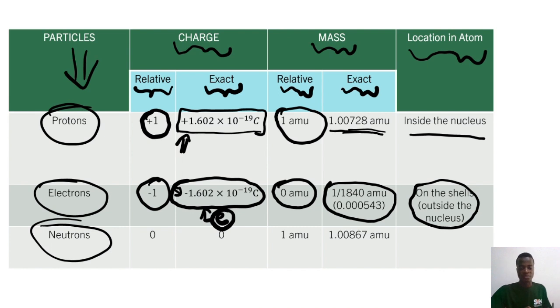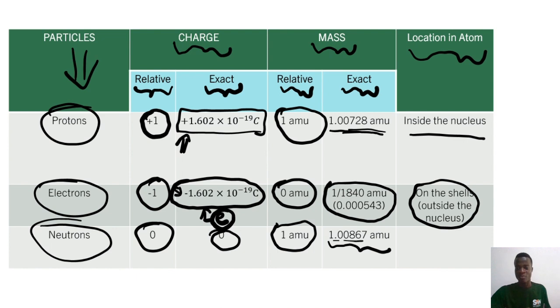Now let's talk about neutron. Neutron, we said, has no charge. They don't have a charge, so there is no talk about relative charge or exact charge. If you come to the mass, it is 1 AMU as well, just like proton. The exact mass is 1.00867 AMU. If you see, the proton is 1.00728 AMU. For neutron it is 1.00867 AMU.